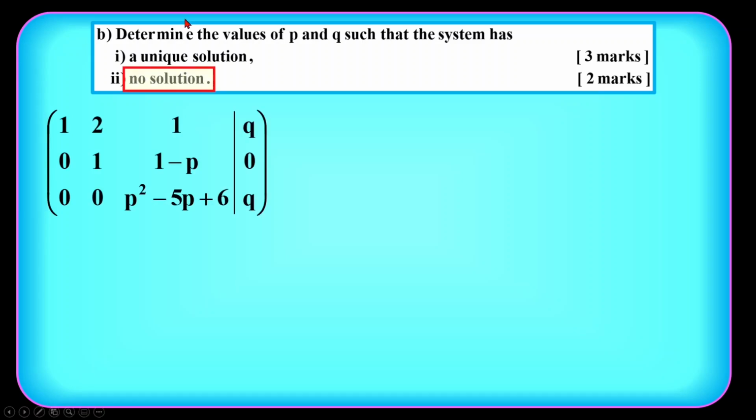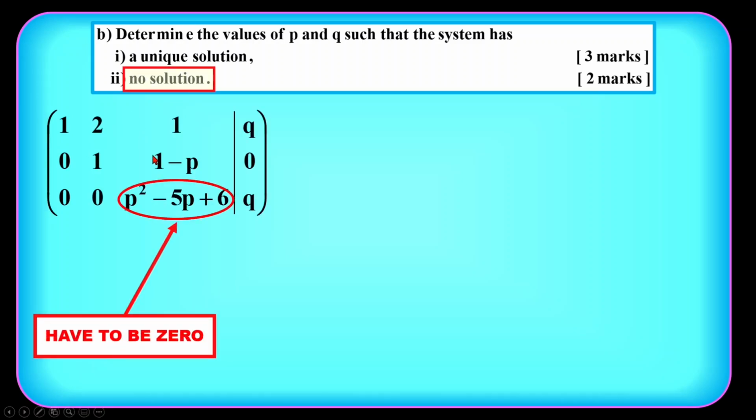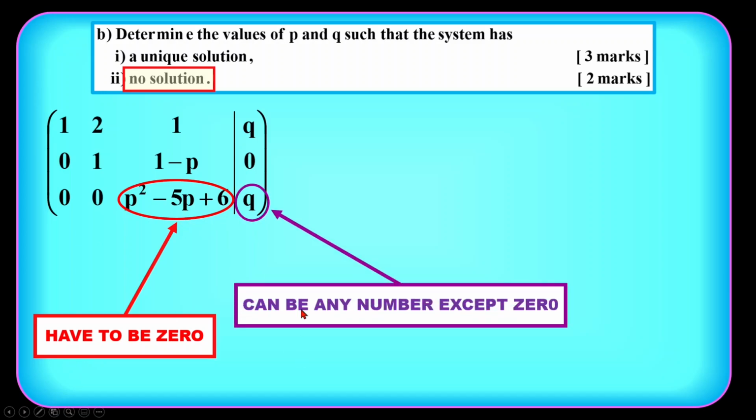When the system has no solution, we know the rule is that this value here has to be 0. And this value here can be any number except 0. Okay, so that is the rule that we have when there is no solution. Therefore, for the case of no solution, we have to write this quadratic equation equals to 0, because it has to be 0 to get no solution.